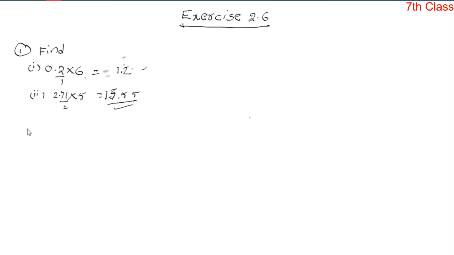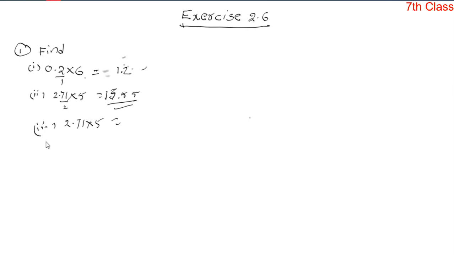The third one is also the same as this one. What is the third one? 2.71 into 5. So it is the same as the second, repeated 2 times.